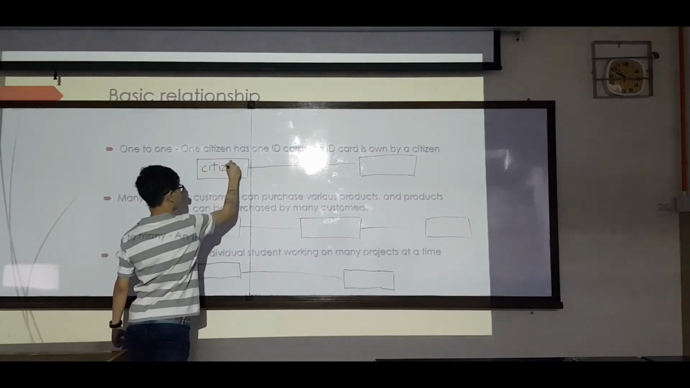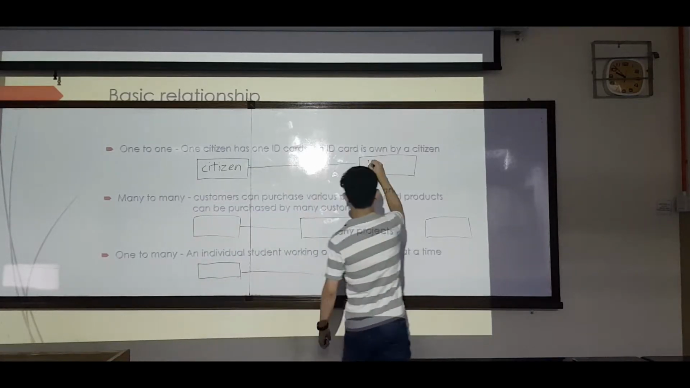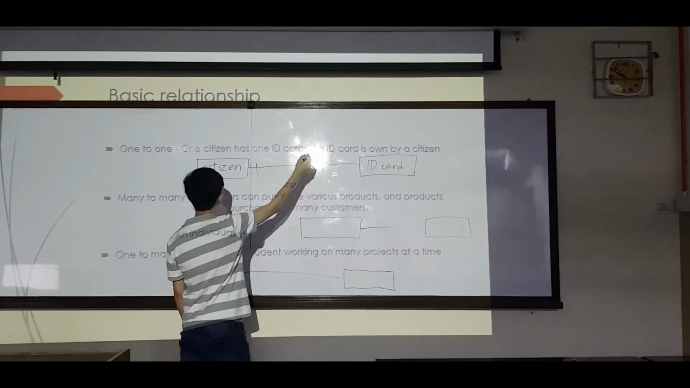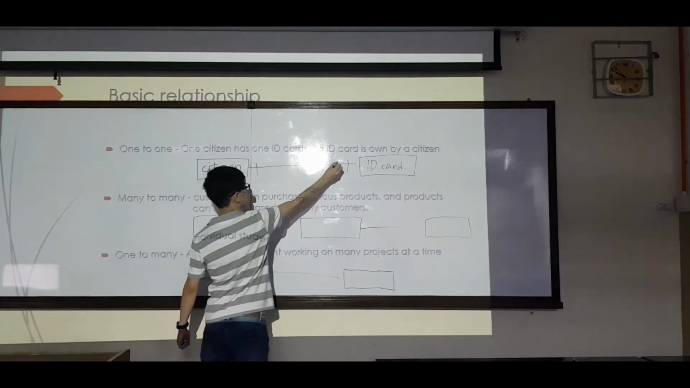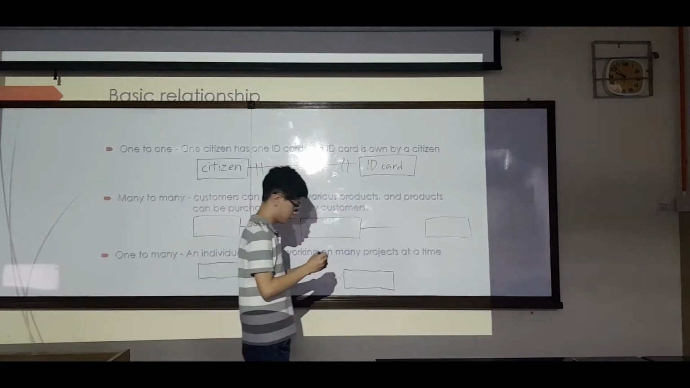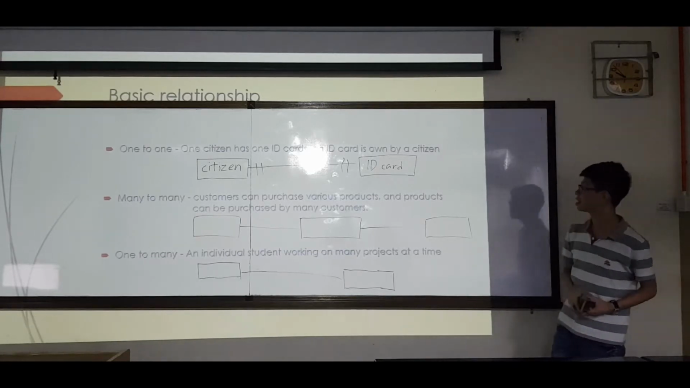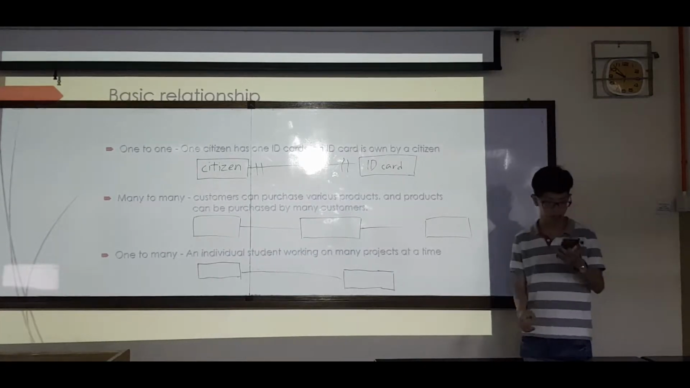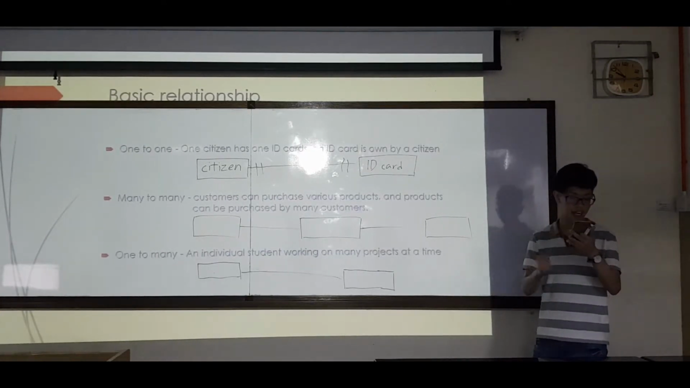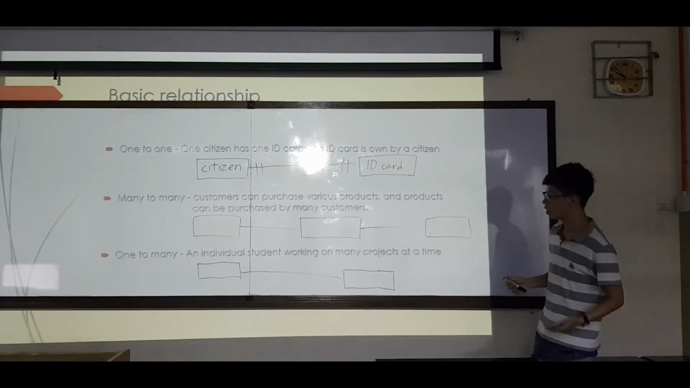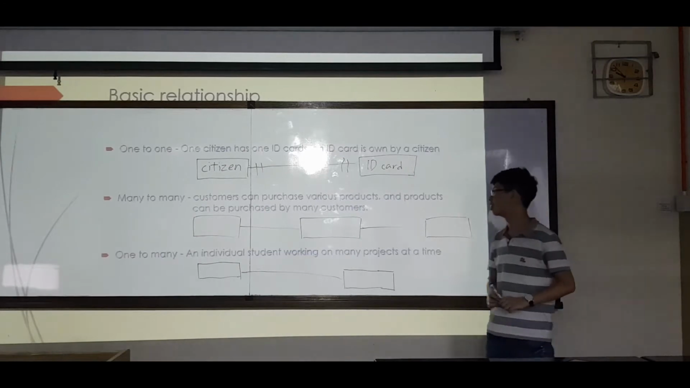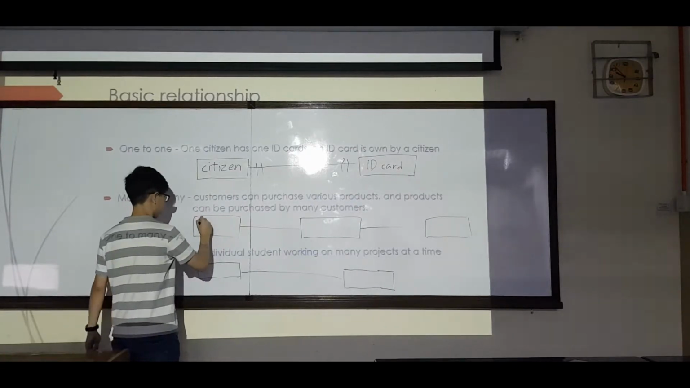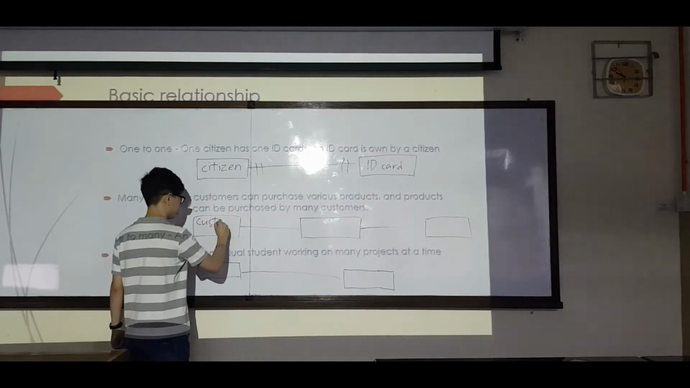Citizen, ID card. So a citizen has one ID card, and an ID card is owned by a citizen. Okay, another basic relationship is many-to-many. Many-to-many is the relation where multiple rows from table A can correspond to multiple rows in table B. For example, a customer can purchase various products, and a product can be purchased by many customers.